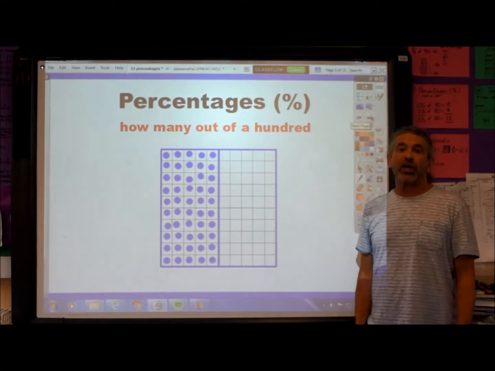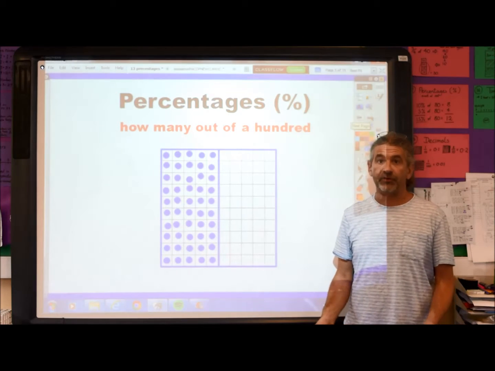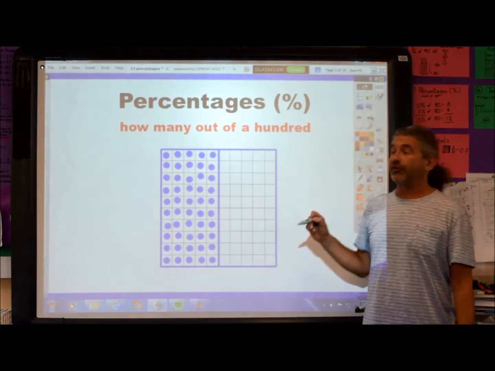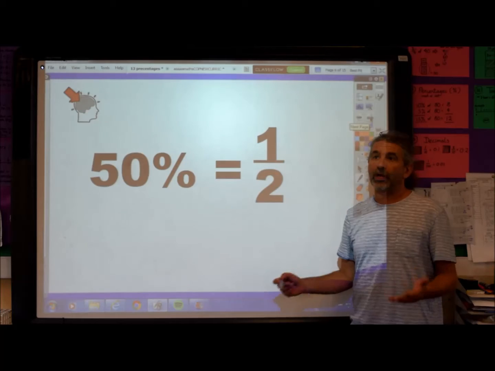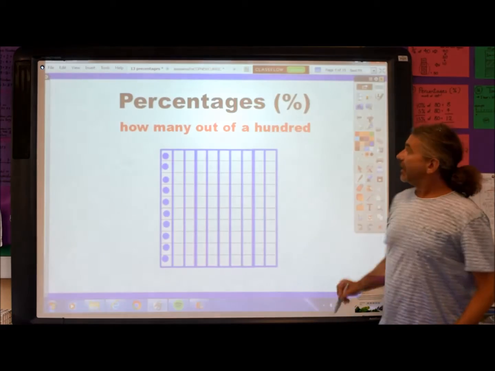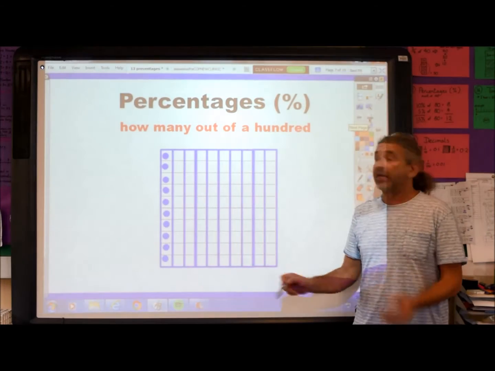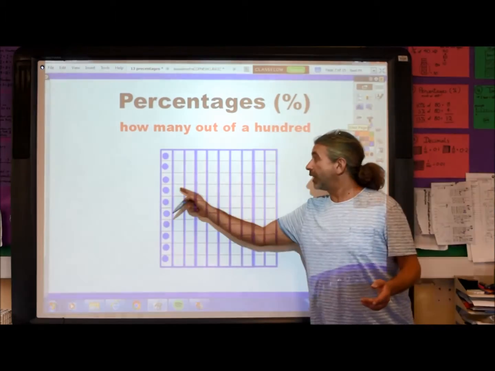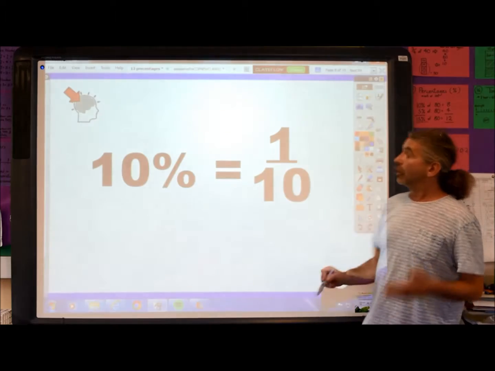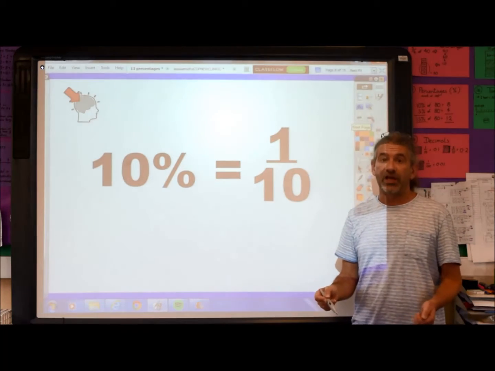Now, if we shade in 50 of the 100 squares, that looks like a fraction which I'd hope you would recognise. It looks like a half, and a half is the same as 50%. So lock that into your brains, 50% equals 1/2. If we shade in 10 squares, it will be 10%, and 10% looks like a fraction. When the whole area is divided into 10 parts, it's a tenth. And again, lock that into your brains, 10% equals 1/10.